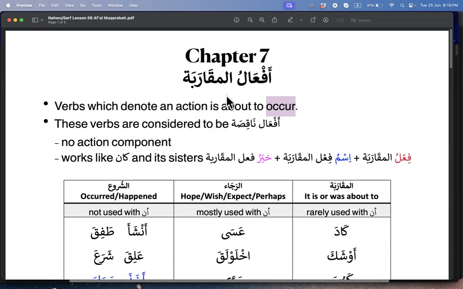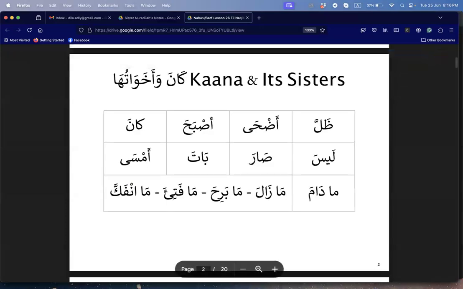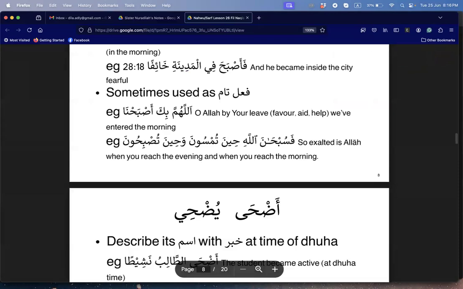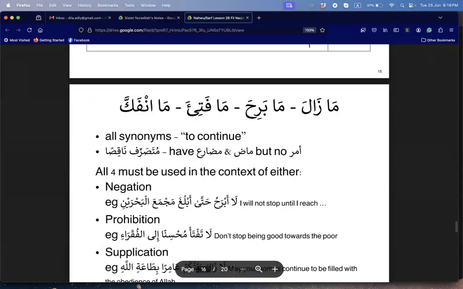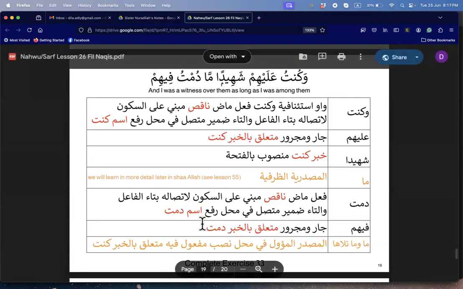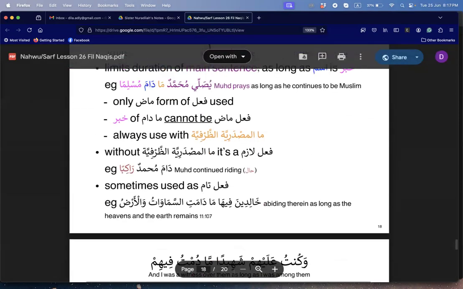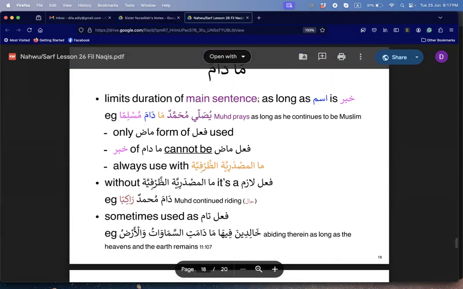These verbs are actually very similar in the way they work, like kana. They are also considered af'al naqis, fi'il naqis, basically. Before we go into all that, let's go to kana. After learning Implied Master, the previous topic, I should have done the i'raab for this, but I totally skipped it. But now that we've learned Implied Master, we can.